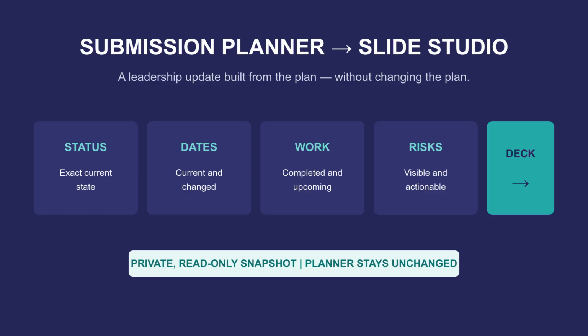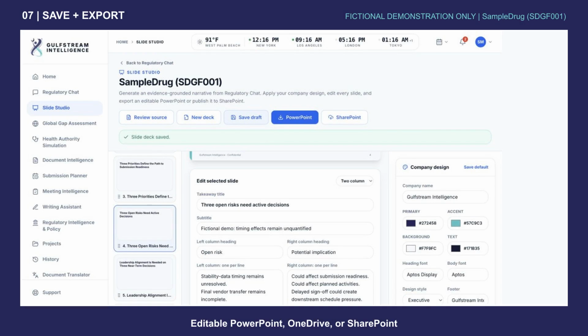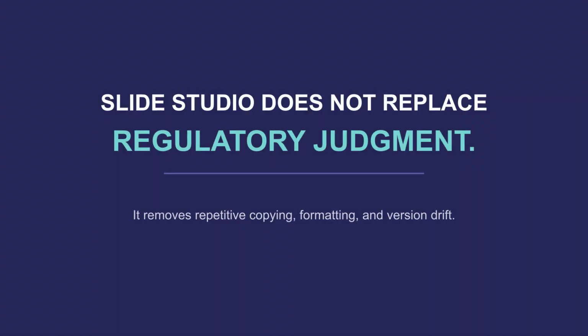Gulfstream also connects Slide Studio to the submission planner. A saved plan can become a weekly leadership update built from exact status, dates, completions, upcoming work, and risks. The planner stays unchanged. Slide Studio works from a private, read-only snapshot. After the first baseline, later updates can identify newly completed work and task date changes automatically. When the story is ready, I save the draft and export an editable PowerPoint. If Microsoft 365 is connected, the deck can also be published to OneDrive or SharePoint.